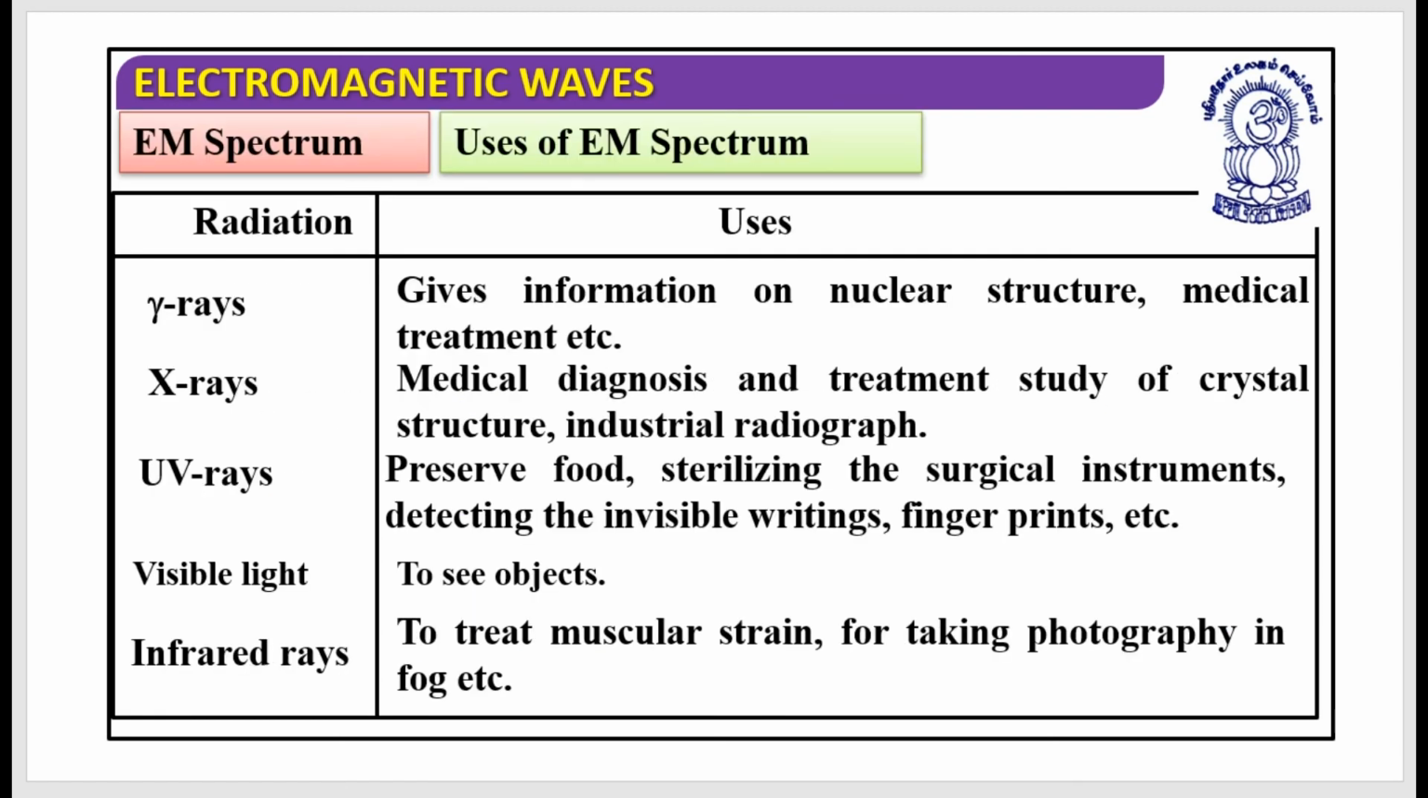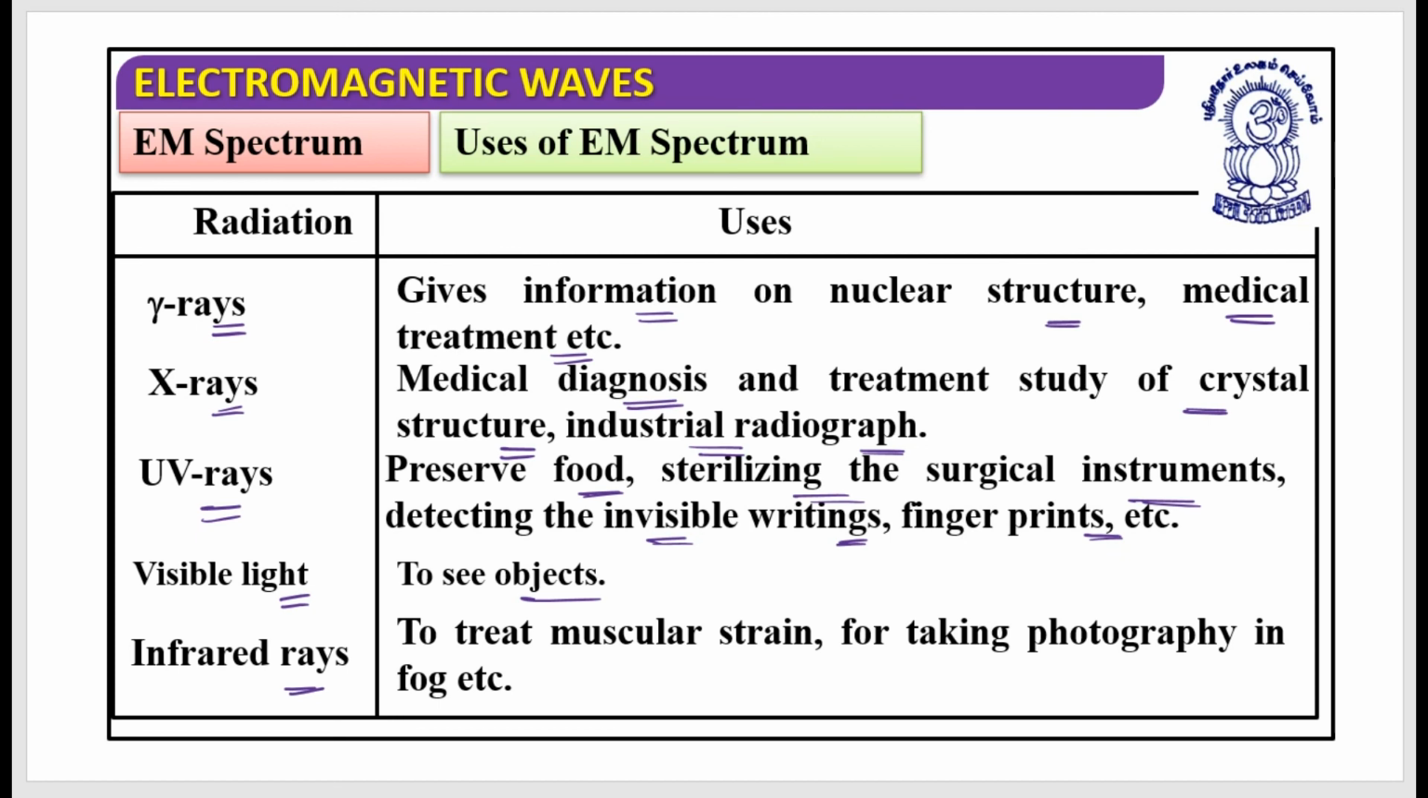So we have written some of the uses of the EM spectrum. The gamma rays give information on nuclear structure, or can be used in medical treatment. X-rays are used for medical diagnosis and treatment, and also for the study of crystal structure or industrial radiography. UV rays are used to preserve food, sterilize surgical instruments, or detect invisible writings or fingerprints, etc. Visible light is used to see objects.